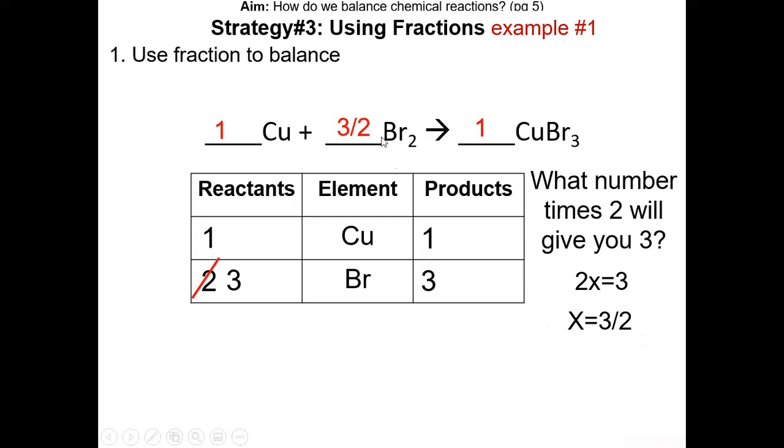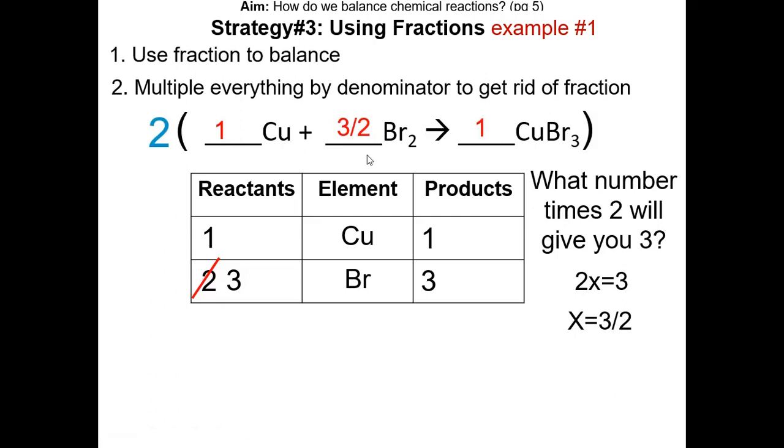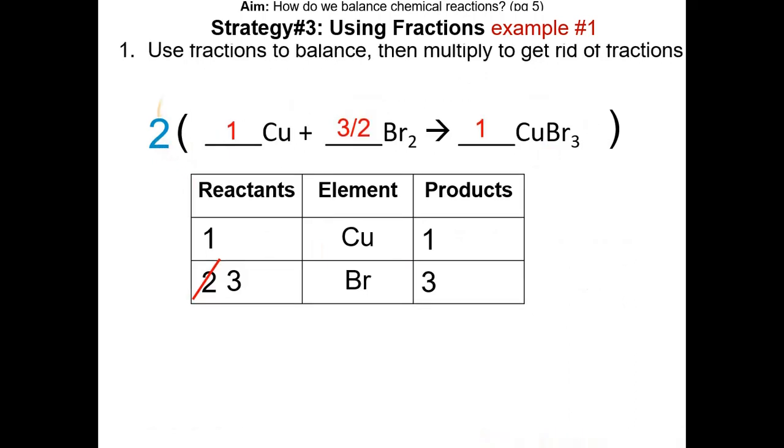Now the equation is balanced based off this table, but we cannot have a fraction as a coefficient. So the next step is to get rid of the fraction. To do that, we multiply everything by the denominator. So the denominator for 3 over 2 is 2. So we multiply every coefficient in the chemical equation by 2. So now we distribute the 2.